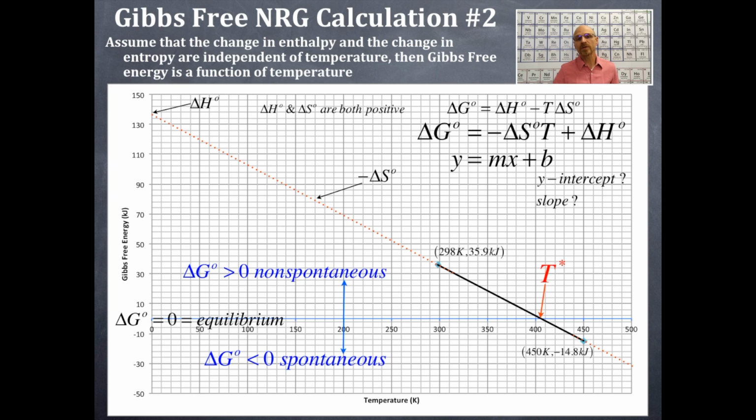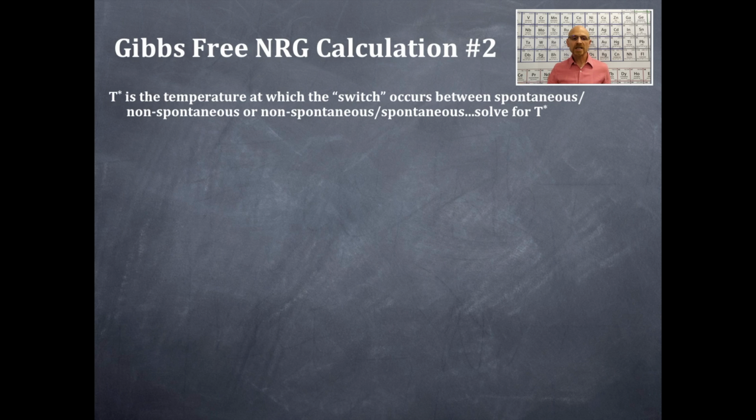Okay, so we're going to solve for this numeric value here by plugging in some information. All right, so what is T star? T star is the switch. Okay, so T star is the temperature at which the, quote, switch occurs between spontaneous and non-spontaneous. So we're going to solve for T star. It doesn't matter which direction the switch goes, spontaneous to non-spontaneous or non-spontaneous to spontaneous.